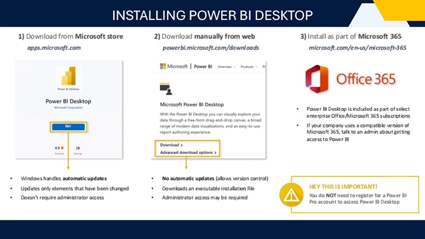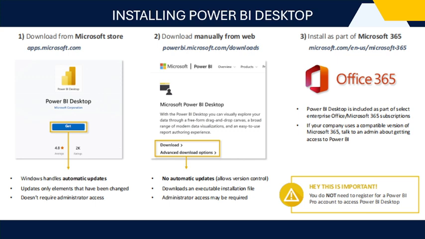powerbi.microsoft.com/downloads. At the bottom, you can see there is a download option and advanced download options, in which no automatic updates would be there. It allows version control. It also downloads an executable installation file. Administrator access may be required.